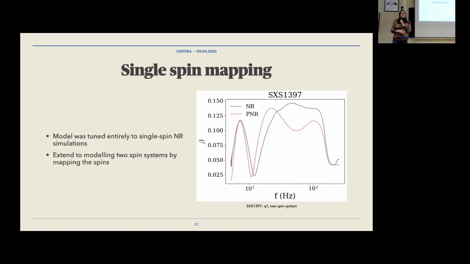I did mention that we use a single spin mapping. We tuned our numerical data only to single spin simulations. We of course need a model that describes two spin simulations. And so we extended this using a single spin mapping. And here, for example, we compare to a numerical simulation in which we have both spins. And we can see that it doesn't agree quite so well as it does in the cases where we've tuned to our data, but we're clearly capturing again the features, these oscillations in the angle that come in during the inspiral but fade away at merger, and we still have this sort of drop off that we've included in them.